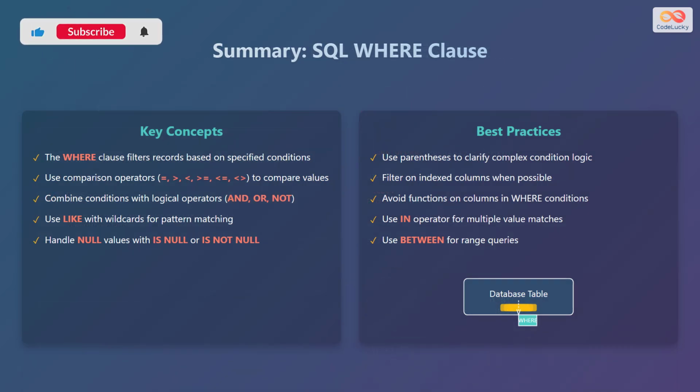Here is a summary of the key concepts and best practices for using the SQL WHERE clause. The key concepts are as follows. The WHERE clause filters records based on specified conditions. Use comparison operators such as equal to, greater than or equal to, less than or equal to, not equal to, to compare values. Combine conditions with logical operators such as AND, OR, and NOT. Use LIKE with wildcards for pattern matching. Handle null values with IS NULL or IS NOT NULL.